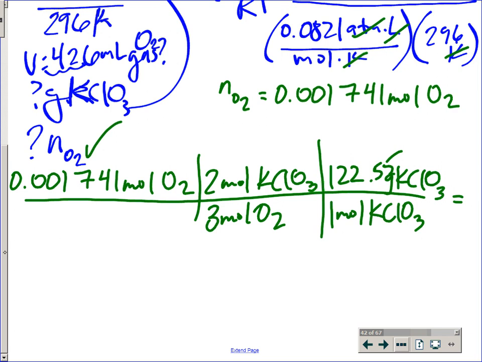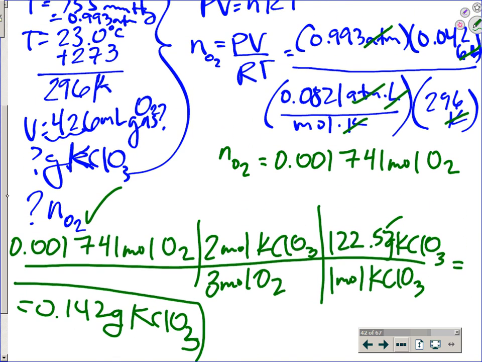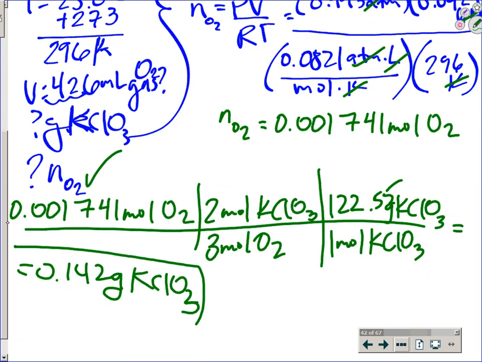I think we'll be around what? Point 2 something? No, what is it? 0.142 grams. You rounded, right? Okay. And it looks like 3 sig figs all around.